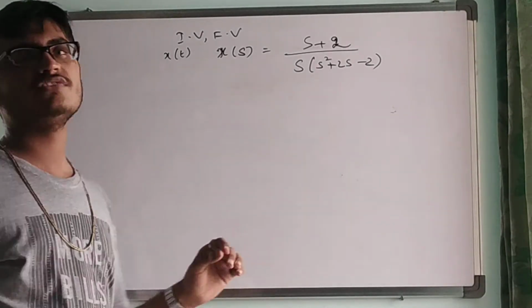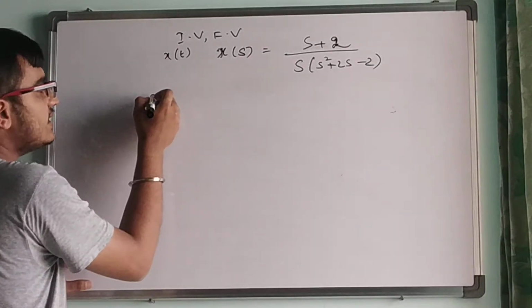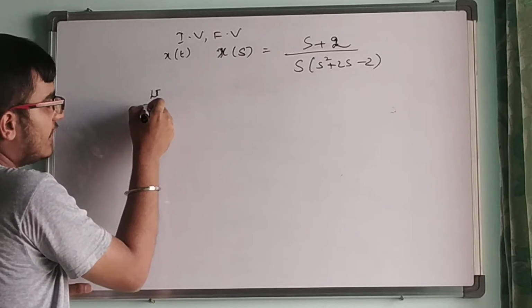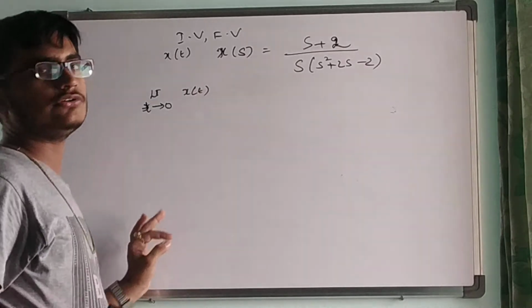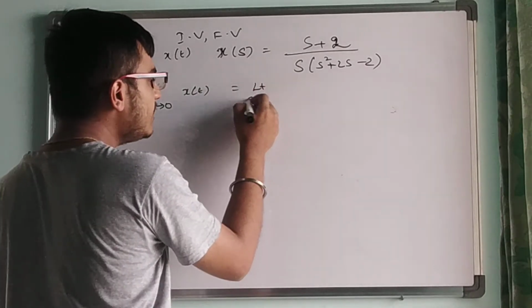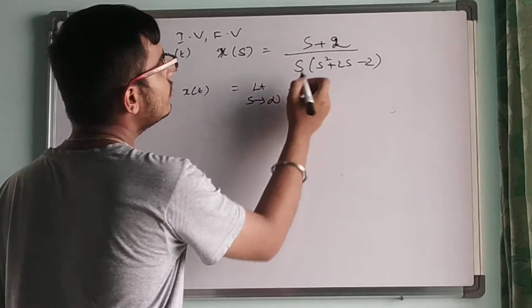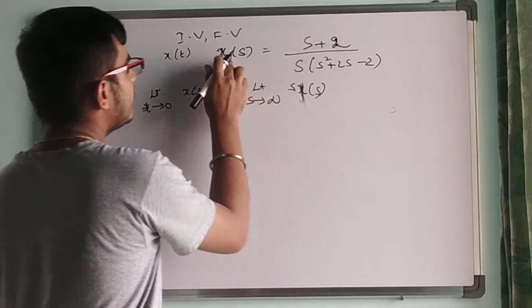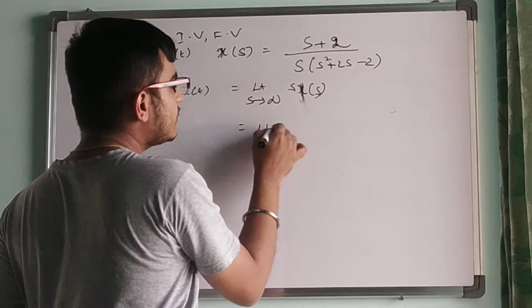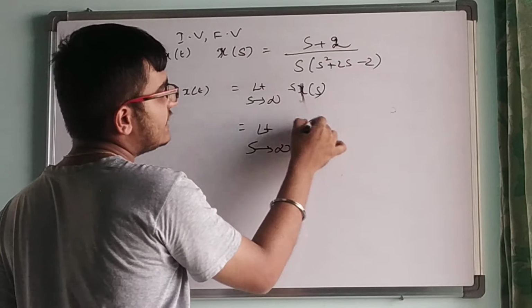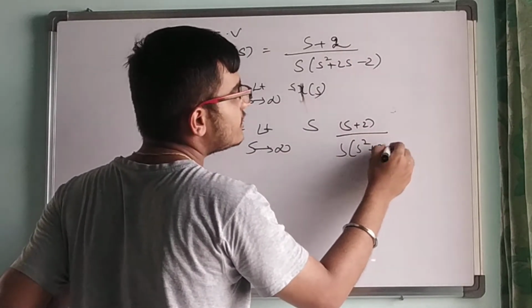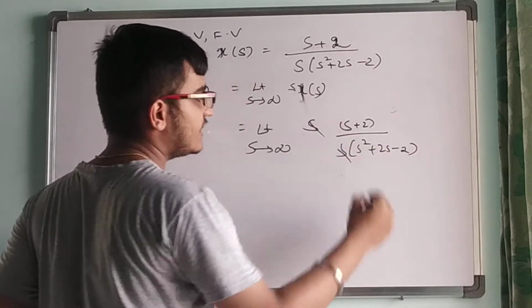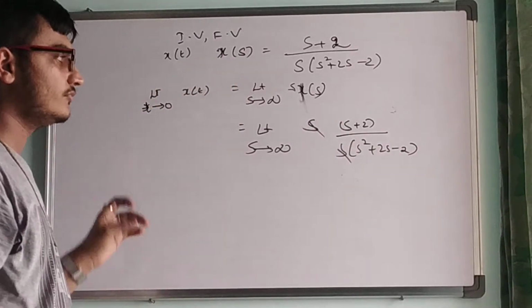You can use initial and final value theorems. To find the initial value, that is limit t tends to 0 of x of t, what you will do is take limit s tends to infinity of s into X of s, because it is a function X of s. So limit s tends to infinity, s into (s + 2) / (s square + 2s - 2). The s gets cancelled.